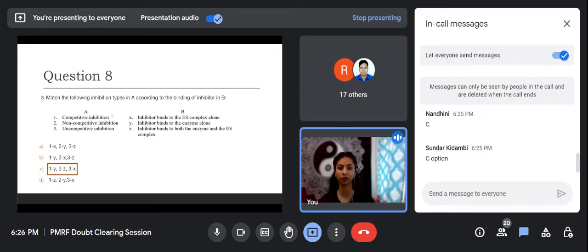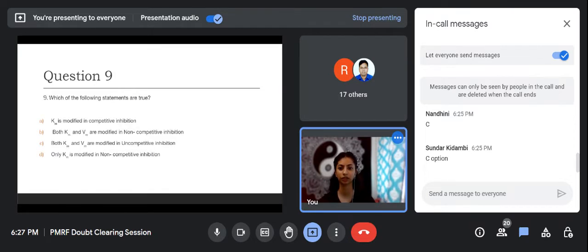So the C option. One will be Y, which is competitive inhibitor binds to the enzyme alone. Two is Z, where non-competitive inhibitor binds to both enzyme and the enzyme substrate complex, and uncompetitive inhibitor binds to the enzyme substrate complex alone. Right? Does anyone have any doubts regarding this? If not, I will move on.